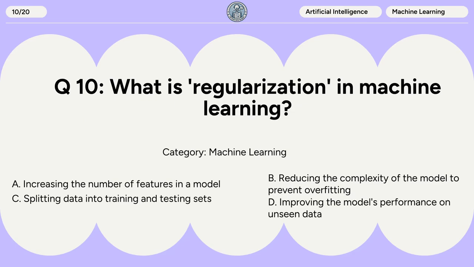Question 10. What is regularization in machine learning? A. Increasing the number of features in a model. B. Reducing the complexity of the model to prevent overfitting. C. Splitting data into training and testing sets. D. Improving the model's performance on unseen data.